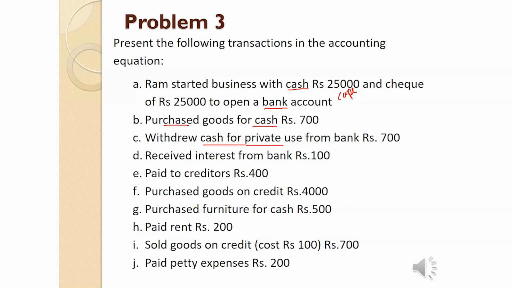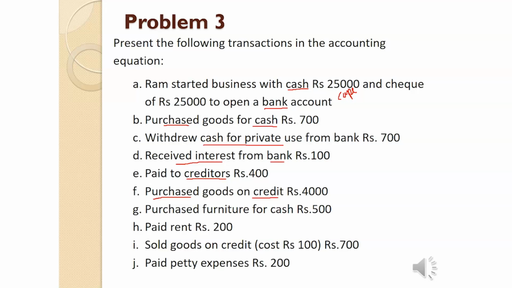Received interest from bank. Interest received is income for us, so that will increase the amount of capital. Then bank balance is also increased. Then paid to creditors, cash account and creditors account. Here the liability of the creditors will be decreased and cash also decreased. Then purchase goods on credit. So purchase account and another one is creditors account. Here stock value will be increased as well as liability of the creditors is also increased.